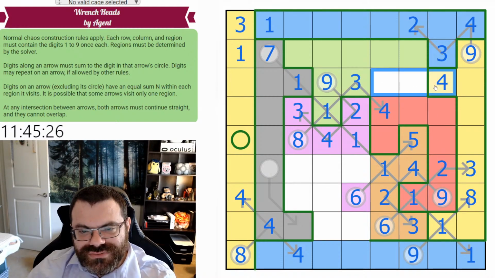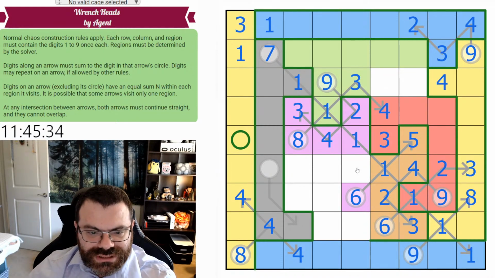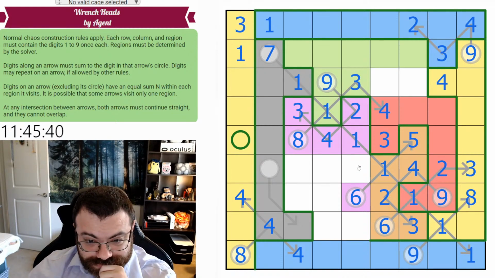So red's going to need a 3, and it's not getting it from here, and it's not getting it from here or here, from various 3s that look at it. So that's a 3. I feel like we're getting close.